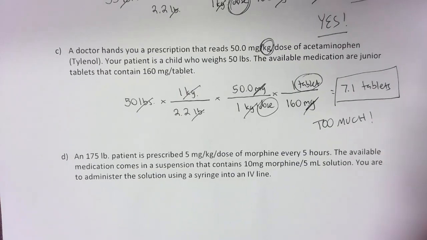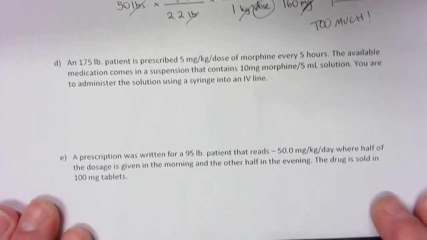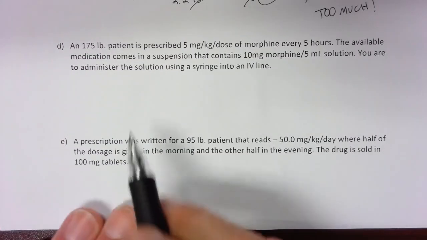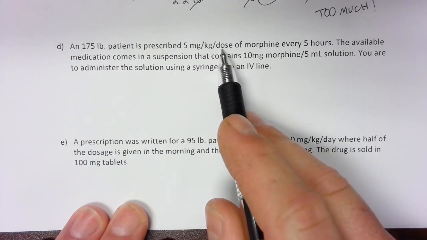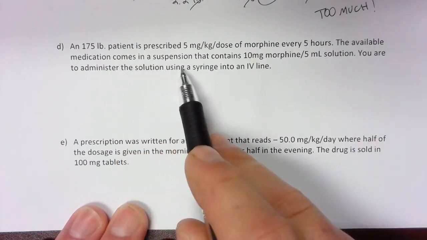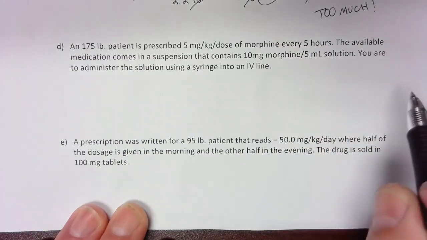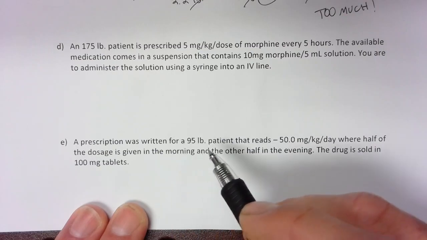I'm going to go ahead and say too much. All right, a couple more problems. A 175-pound patient is prescribed 5 milligrams per kilogram per dose of morphine every 5 hours. The available medication comes in a suspension that contains 10 milligrams of morphine for every 5 mils of solution. You are to administer the solution using a syringe into an IV line.